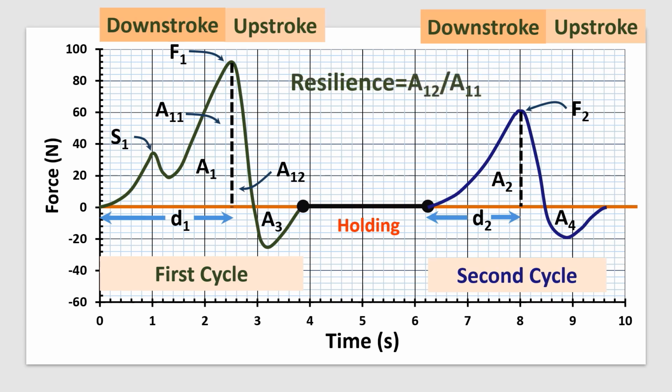Resilience is the area under the curve after peak force is reached during first cycle divided by the area under the curve before the peak force is reached in the first cycle, that is resilience equal to A12 divided by A11. It is the ability of a food to fight back.